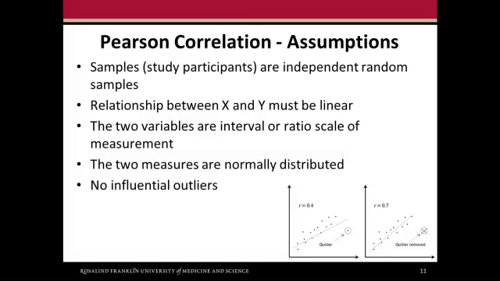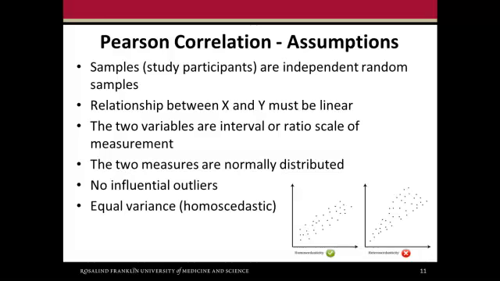We have no influential outliers. When we look at this graph in the corner, on the left-hand side we have a correlation coefficient value of 0.4, but we have this outlier that's circled that's really drawing the line and pulling it so that it doesn't fit the other data points very well. It's on the end, so it's really pulling it down on the right-hand side. But if we get rid of that outlier, we have a much better fit to the data, and our correlation coefficient is now 0.7.